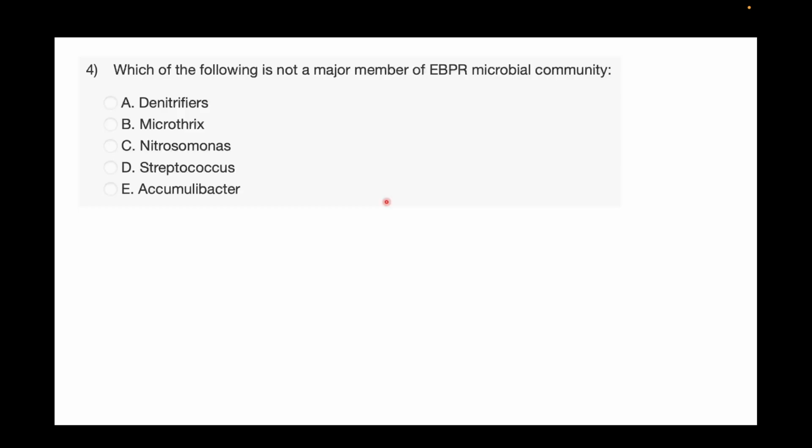The question is, which of the following is not a major member of the EBPR microbial community? To answer this, you first have to recall what EBPR is and what kind of microbes are part of this community. Then you just have to find out which of these is not a major member. Easy, right? Well, might not be. Let us give some time to this question and come back to look at what the correct answer is.